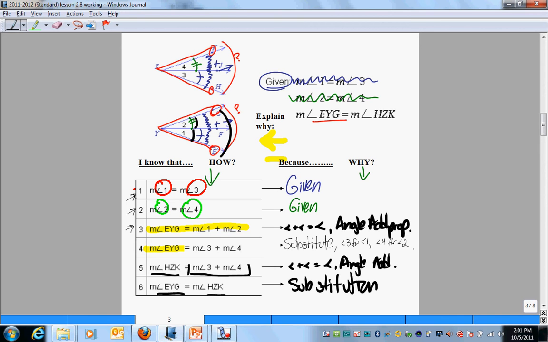Okay, guys, make sure you mark on the diagram first. Guys, don't ignore the diagram, please. Do not ignore the diagram.